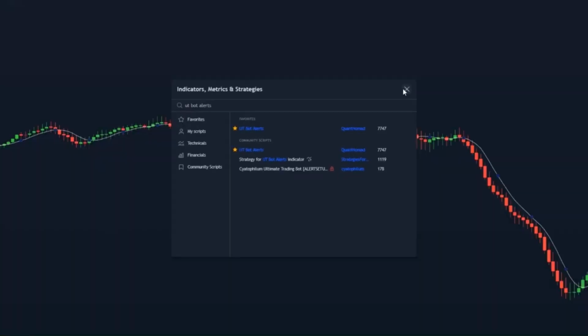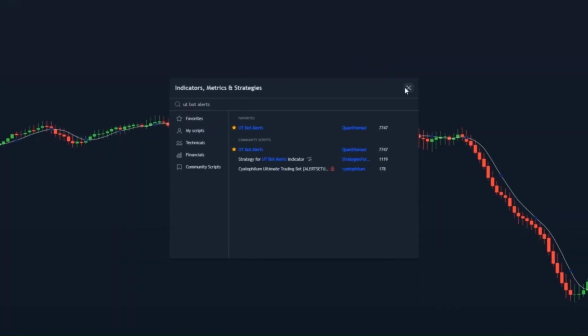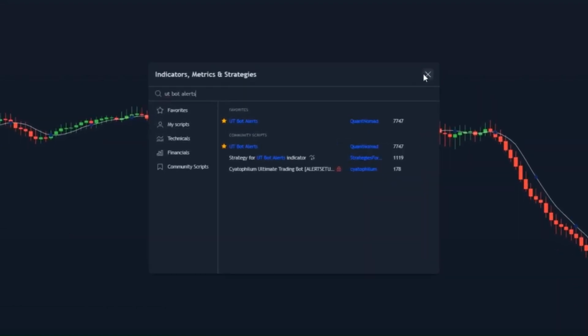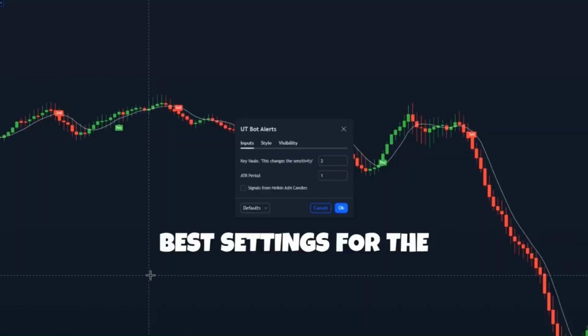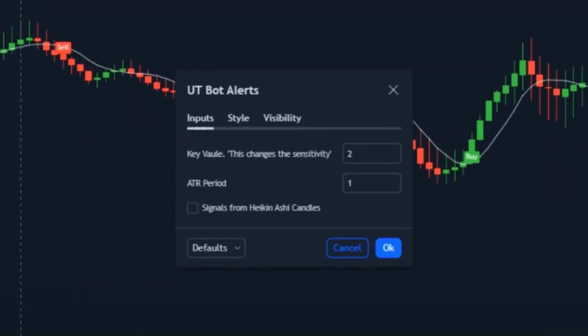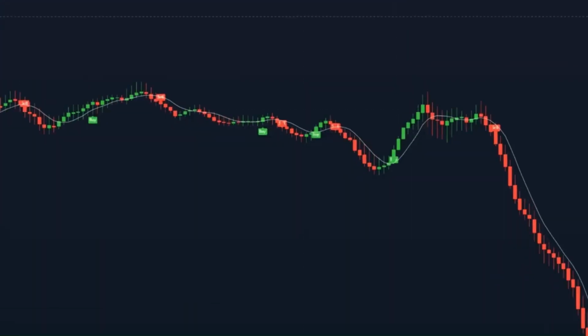In my opinion, this is the best buy sell indicator on TradingView.com, and with these settings that I'm going to share with you now, we can make huge profits and very consistent wins. Now, the best settings for the UT Bot Alerts indicator: change the key value to 2 and the ATR period to 1, and make sure the signals from Heikin-Ashi candles is turned off. And there we go.